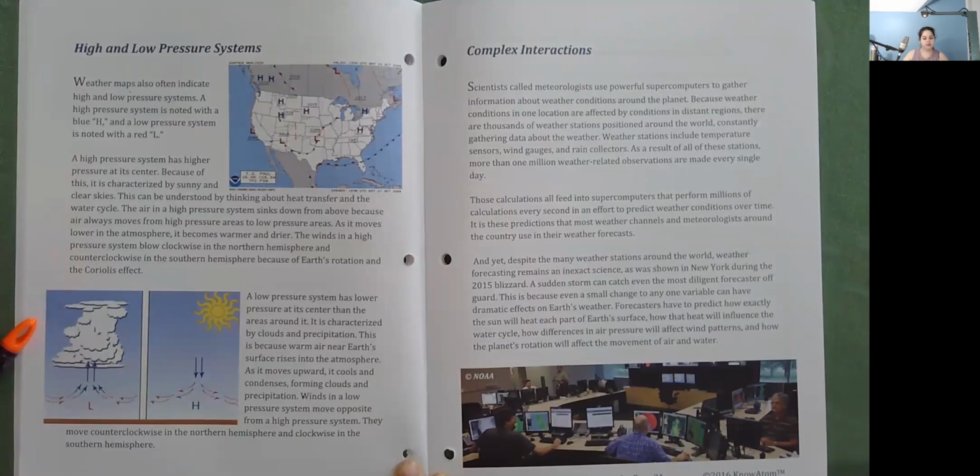A low-pressure system has lower pressure at its center than the areas around it. It is characterized by clouds and precipitation. This is because warm air near Earth's surface rises into the atmosphere. As it moves upward, it cools and condenses, forming clouds and precipitation. Winds in a low-pressure system move opposite from a high-pressure system. They move counterclockwise in the northern hemisphere and clockwise in the southern hemisphere.